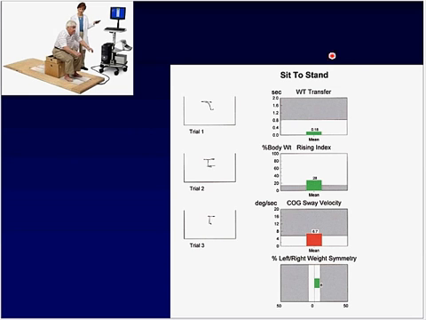So the sit to stand, after 3 trials, you'd have the time transfer, the index, and center of gravity sway velocity while they were standing. In addition, it will calculate a left and right weight symmetry. And in most cases, for the NeuroCom, the symmetry line is going to deviate towards the side of greater weight bearing, in this case, to the right side.